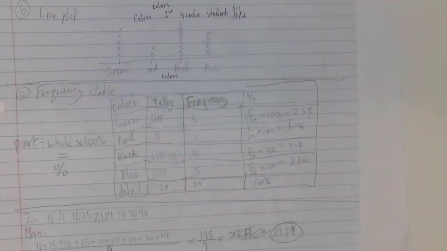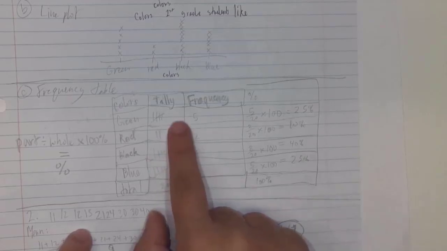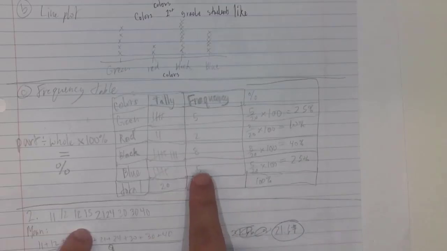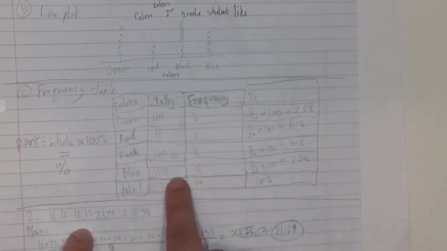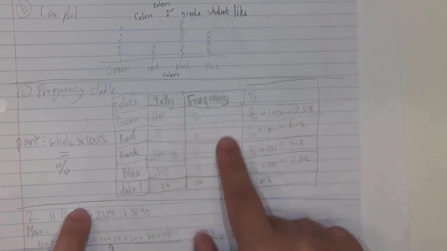Okay. We were given the colors green, red, black, and blue. So first we have to tally that. Since there's 5 green, we put 5 tallies, 2 red, so 2 tallies. And then it was 8 black, so 8 tallies, and blue, 5 tallies. And then for the frequency, you just put the number of tallies for each one.